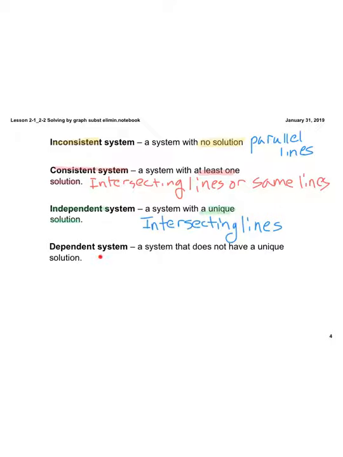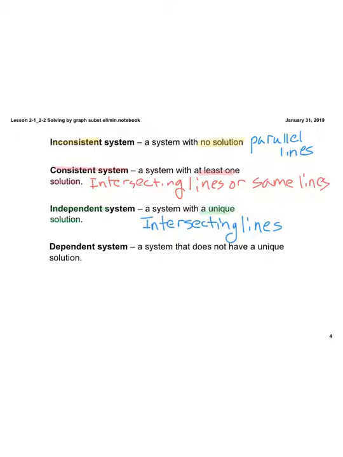So it would have to be, and it can't have no solution. It just doesn't have a unique solution, meaning it doesn't have one solution, it has more than one solution. So the only set of lines that have more than one solution would be the same lines. Parallel lines have no solution, so they don't fall under independent or dependent. They're neither independent or dependent. So to be independent or dependent, there has to be some sort of solution.